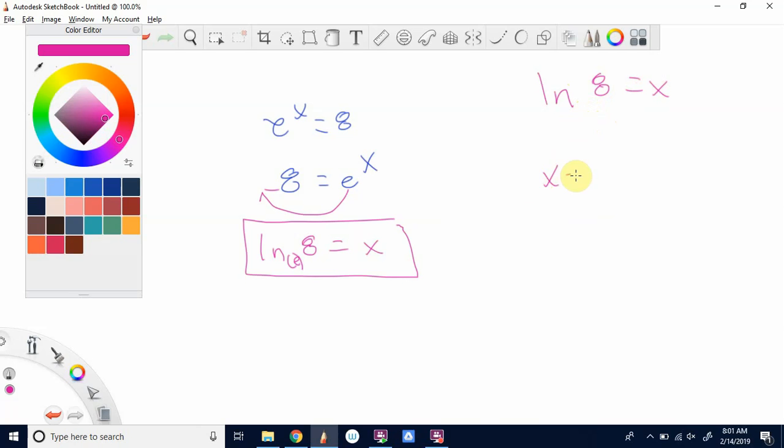Let's do x equals e to the 5th. Again, it just comes down. So you just add the words natural log: natural log of x equals 5. All right, do the guided practice. And let's look at example 2.